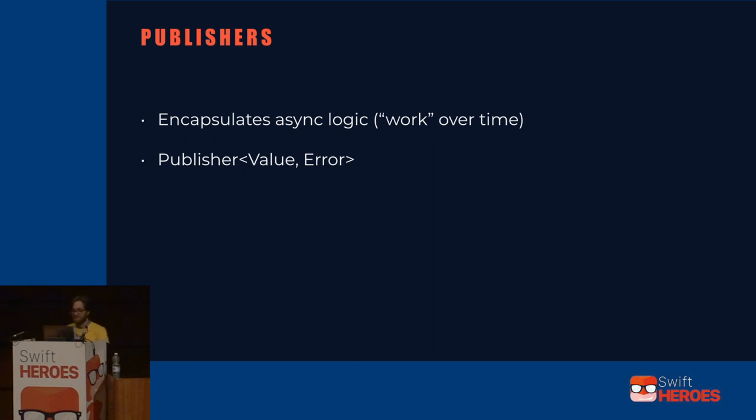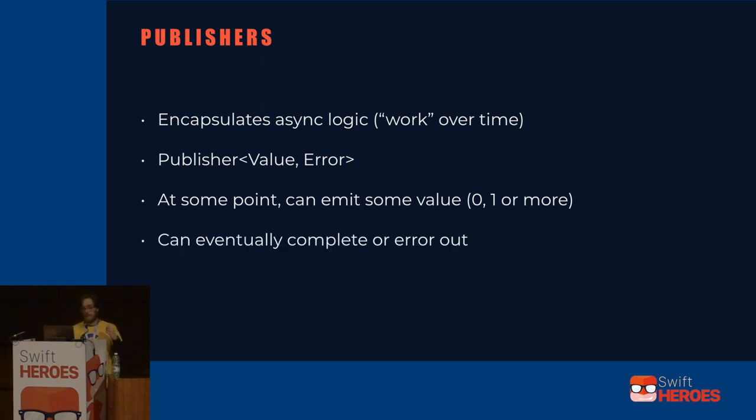This is not actual syntax because publisher is a protocol, but it's something that needs to conform to Publisher by expressing a value type and an error type. What does it mean? At some point in time, when it's activated, this publisher can emit zero, one or more values over time. And you get a nice and clean API to watch for these values and consume them. Another thing that can happen during a stream is that something goes wrong once and the stream is immediately interrupted, outputting an error. And that's why the publisher has two types, one for the values and one for the error.